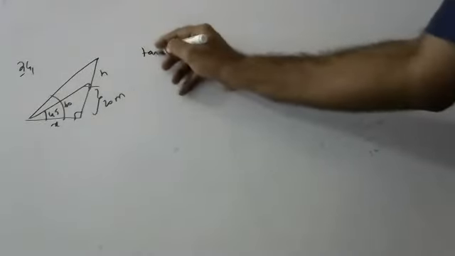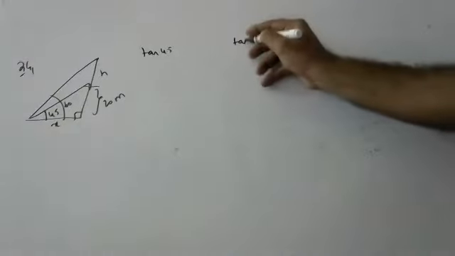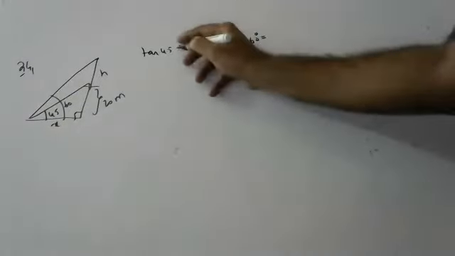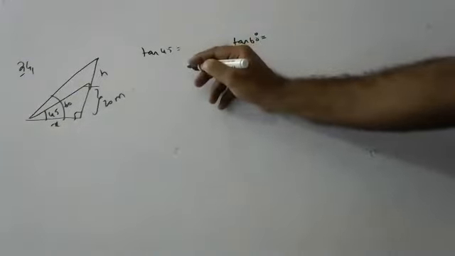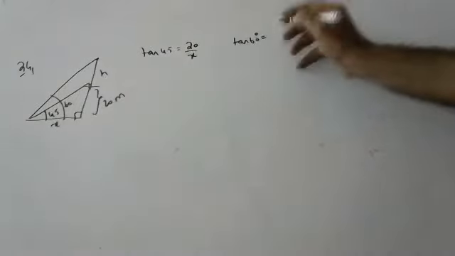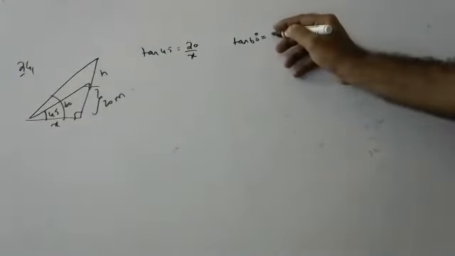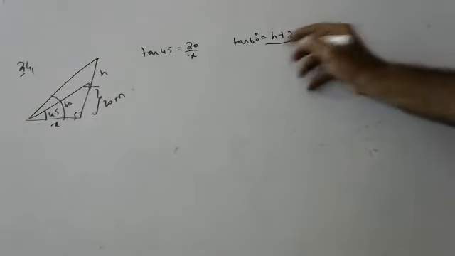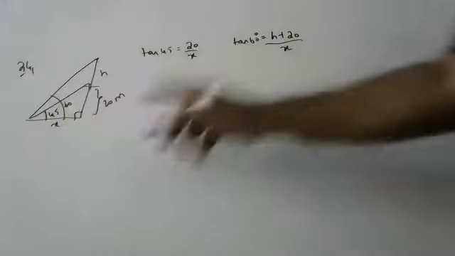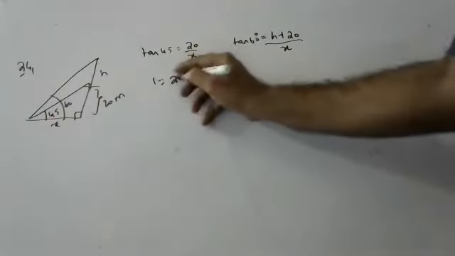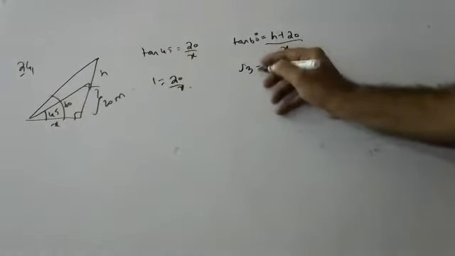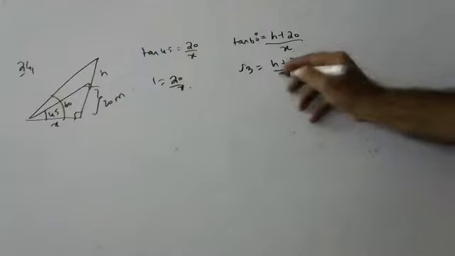Can you tell me what is tan 45? Can you tell me what is tan 60? Sir, tan 45 is 20 by x. Okay, only small triangle, 20 by x. Tan 60 is big triangle. Tan 60 is h plus 20 by x. Fantastic. H plus 20 by x because total height by x. So 1 is equal to 20 by x. Okay. Root 3 is equal to h plus 20 by x.